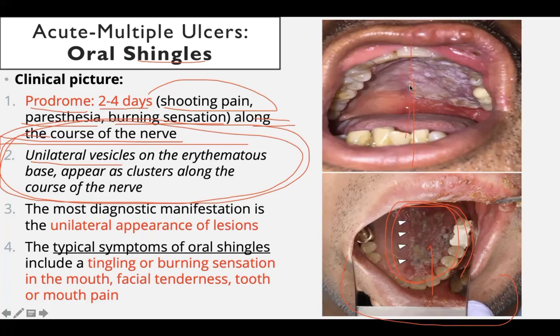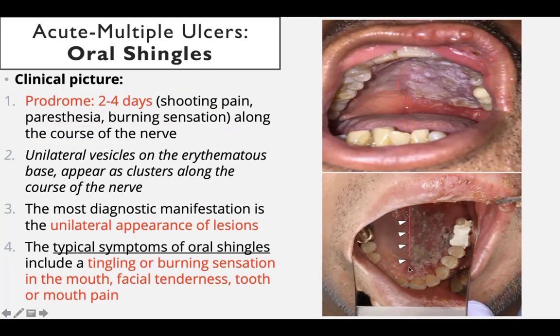That's why you can see the left side of the patient looks totally different than the right side of the palate, because it involves ipsilaterally, unilaterally. The nerve path does not cross; it comes to one side. You can see here clearly one side looks unaffected and the other side is rough, with some grayish pseudomembrane. Oral shingles, unilateral along the course of the nerve.